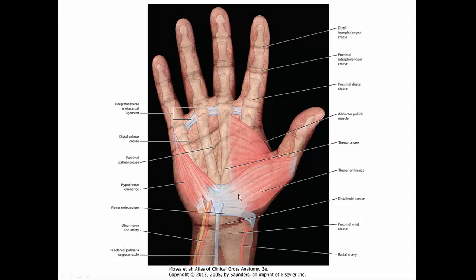In this image, you can see a little bit of a preview of what we're going to be dealing with. Here's your hypothenar eminence, so the little swelling on the pinky side of your hand with the hypothenar muscles deep to it, and here on the thumb side of the hand, the thenar eminence. And your superimposed palmaris longus tendon attaching to the palmar aponeurosis.